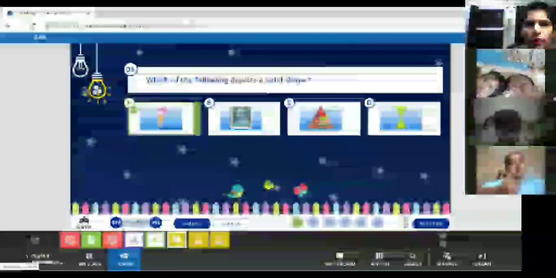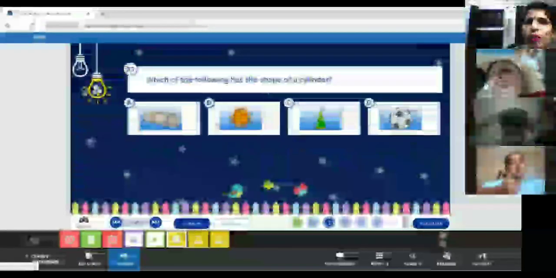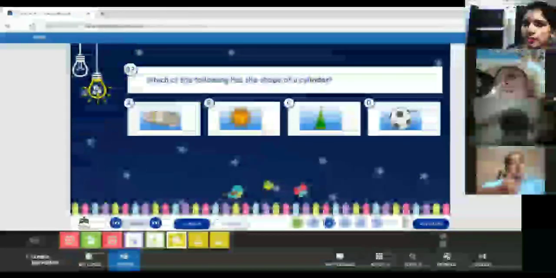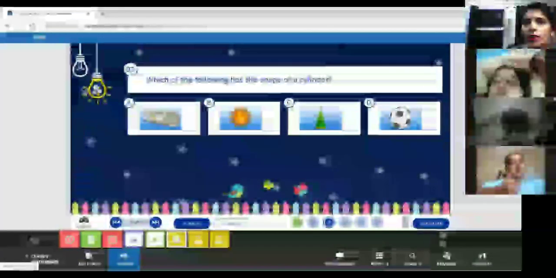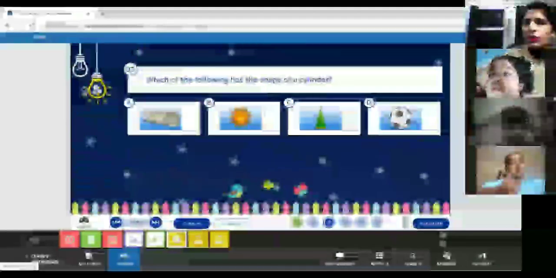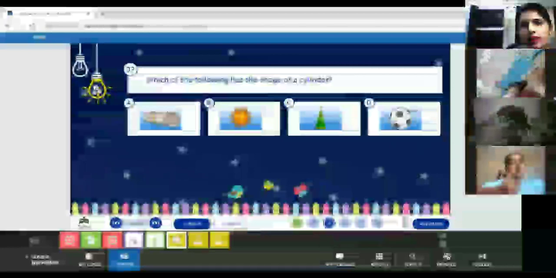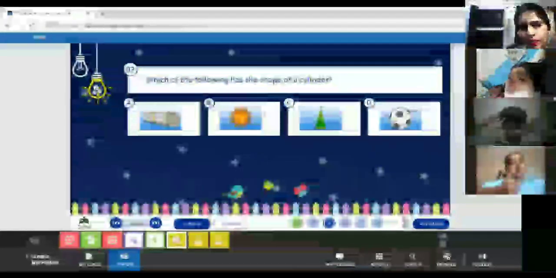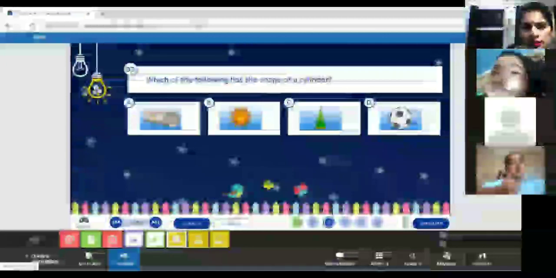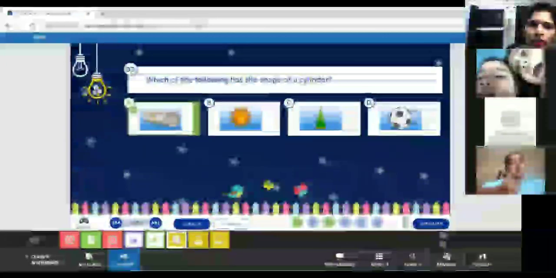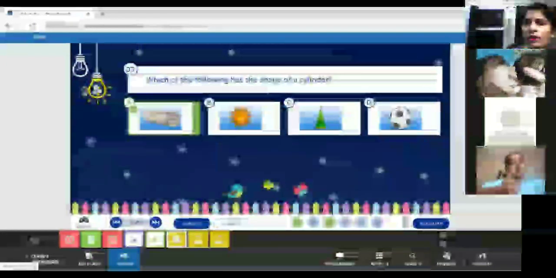Then moving on to the next question. Which of the following has the shape of a cylinder? These are the shapes given to you and you have to find the shape of a cylinder. Okay, so just write your answer, whether it is A, B, C or D. Now let's look at the solution. It is A. This object has the shape of a cylinder.